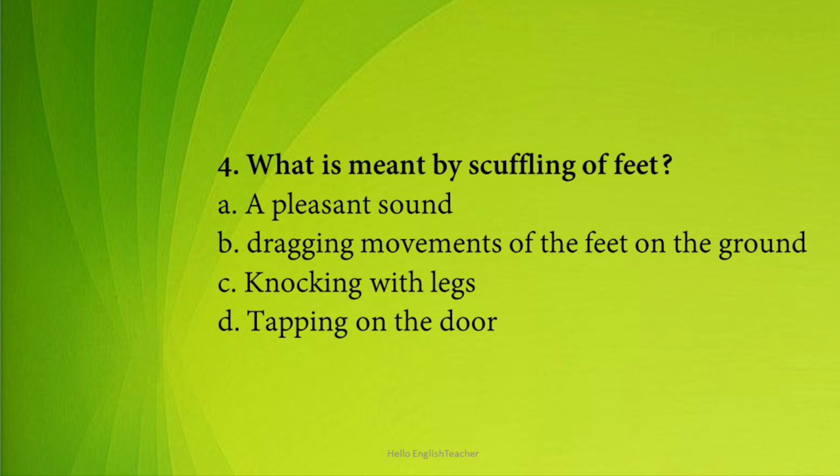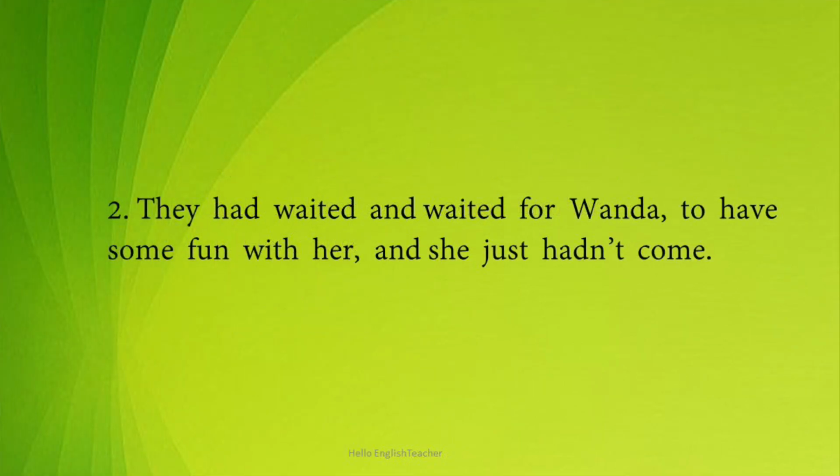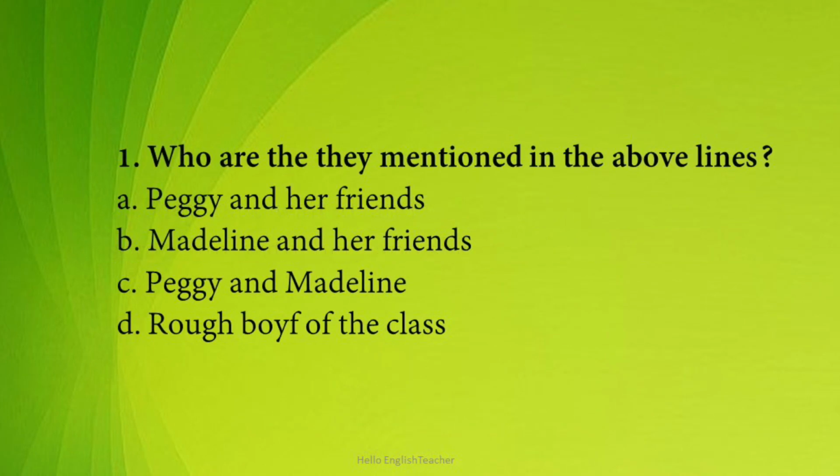So, let's look at question number 5. What room is being mentioned here? It is her classroom called room number 13, or her house, or Peggy's house, or the staff room. So, here it is her classroom which is called room number 13. So, now let's look at the second extract. They had waited and waited for Wanda to have some fun with her and she just hadn't come. So, question number 1. Who are the they mentioned in the above lines?